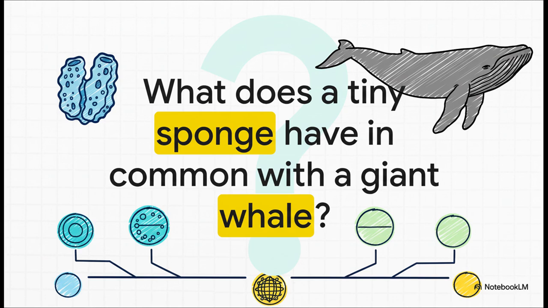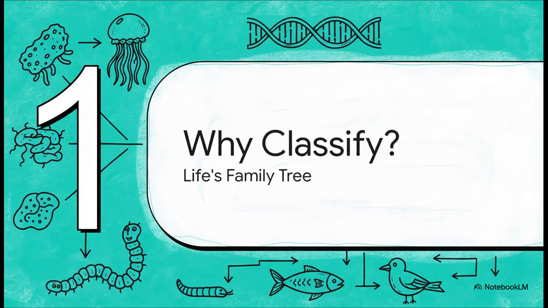I know, it sounds kind of weird, but the answer tells us something really profound about life itself. And to find it, we've got to look at how scientists classify animals. You see, this isn't just about making neat little lists, it's about uncovering the epic story of evolution. And that kind of begs the question, right? Why even bother classifying animals in the first place?